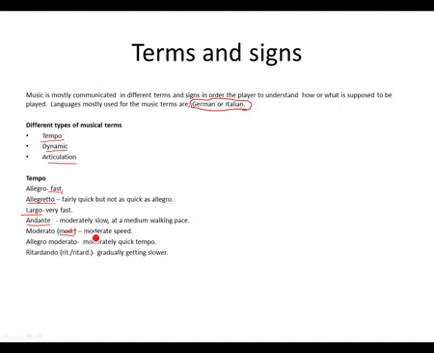moderately or moderate speed. Allegro moderato, meaning moderately quick tempo, followed by ritardando, abbreviated as rit or retard, meaning gradually getting slower.